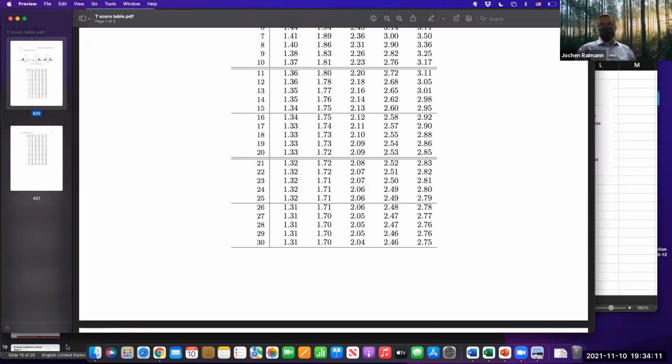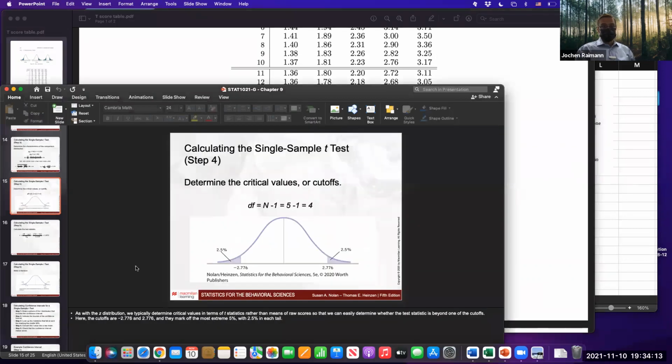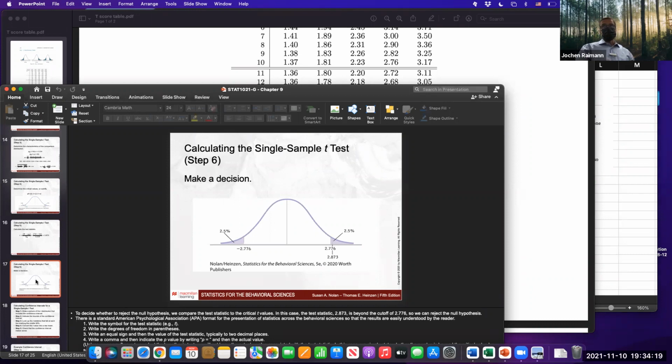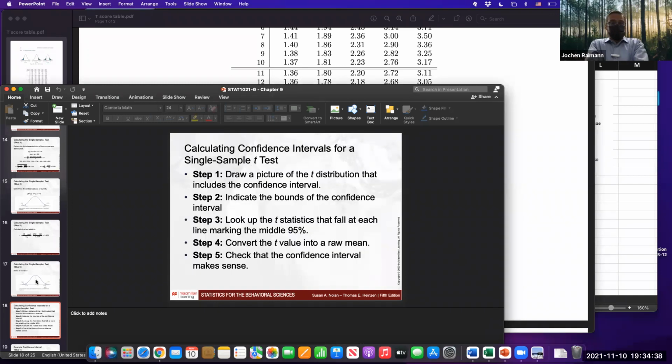This is the single sample t-test. Any questions on that? What's important is that you recognize when to use a z-test, when to use a t-test. What's important is that as soon as you have a t-distribution, you know how to calculate the confidence interval and that you take the right critical value.